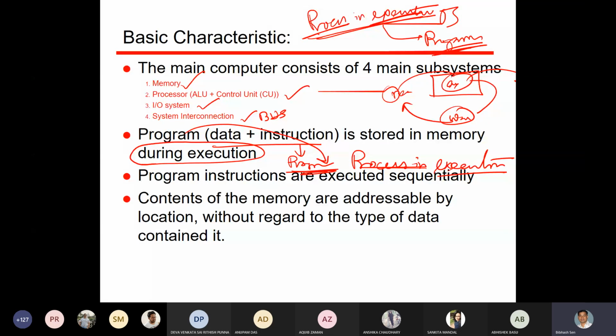So program instructions are executed sequentially. This is another point, sequentially. In von Neumann architecture, remember, this is the fundamental bottleneck. Can you say why it is a fundamental bottleneck? Anyone from your side? Is it possible for us to understand why it is called the fundamental bottleneck? This is a challenging task.